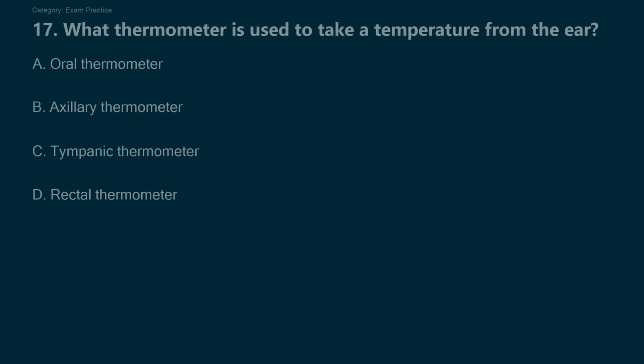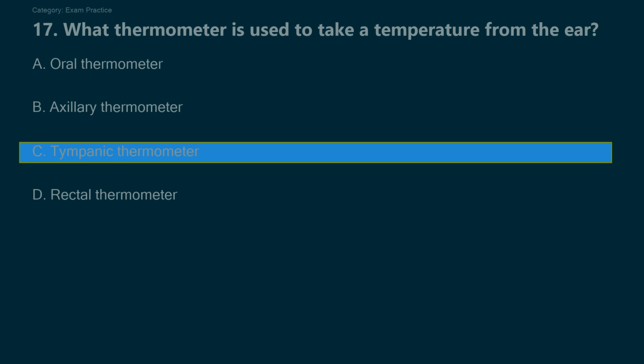Question 17. What thermometer is used to take a temperature from the ear? Option A, oral thermometer. Option B, axillary thermometer. Option C, tympanic thermometer. Option D, rectal thermometer. The correct answer is option C, tympanic thermometer.